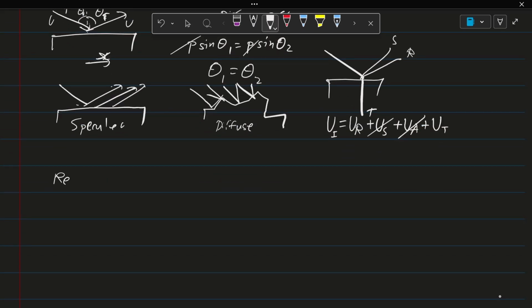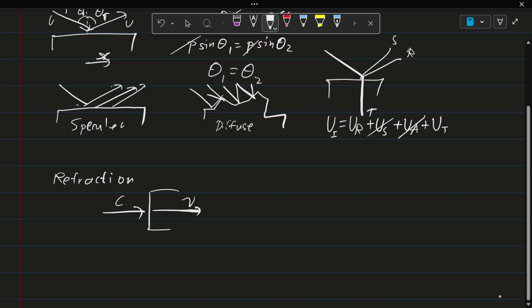Refraction is the idea in which if you have light hitting a surface, its speed will later change. So if you have light hitting this object, the speed is going to be different. So we have v, we have c. The question is, what's the relation between these velocities? We could actually do this just by using Maxwell's equations.